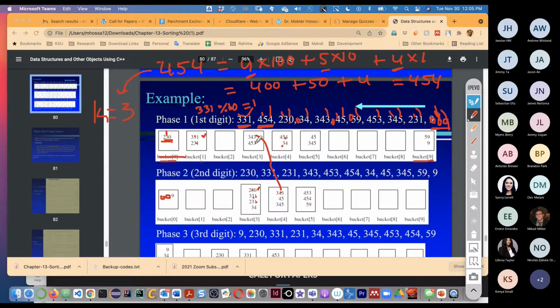453 will go over here, because this bucket and this bucket are sorted only by the middle digit, the second digit. And 59, its second digit is 5, right? So 59 goes in the bucket with index 5, and the 9 is 09. That means 9 will come over here. So you're seeing 9 first, but 9 will come all the way later.